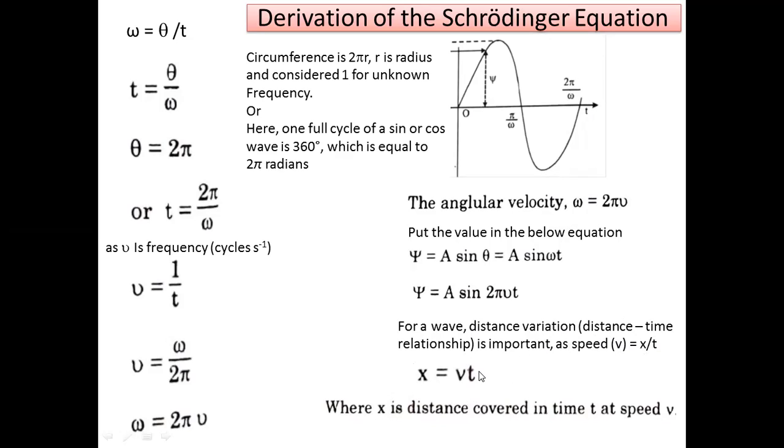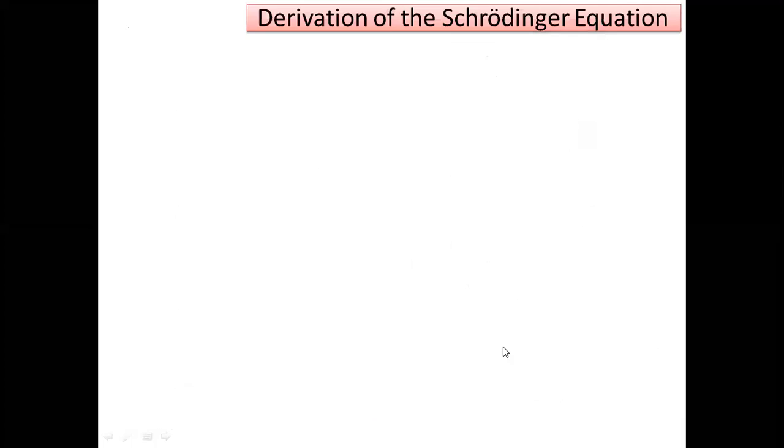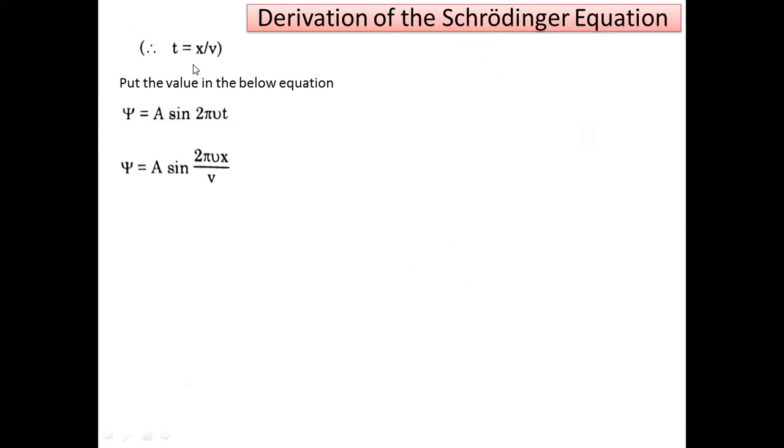What is important here? I want to replace t in this equation. So t will be x over v, just a rearrangement of the previous equation. Now putting the value in the equation. I am repeating this again and again because it is difficult to move to the previous slide. We have already derived in the previous slide psi will be equal to a sin 2 pi mu t. Now put the value of t, which is x over v, in this equation.